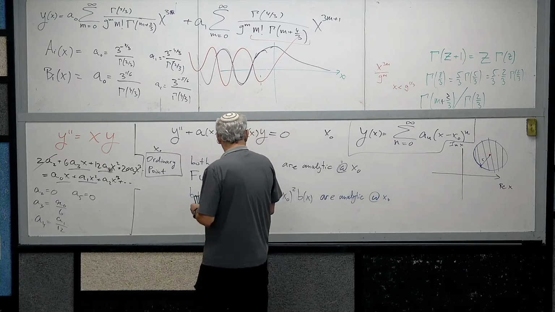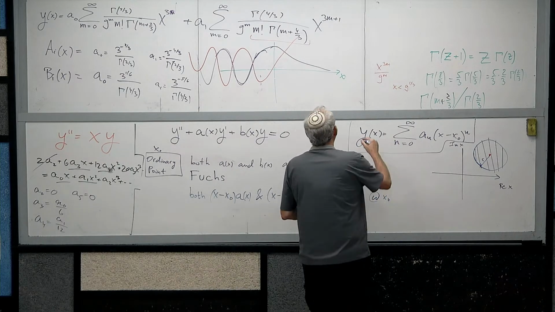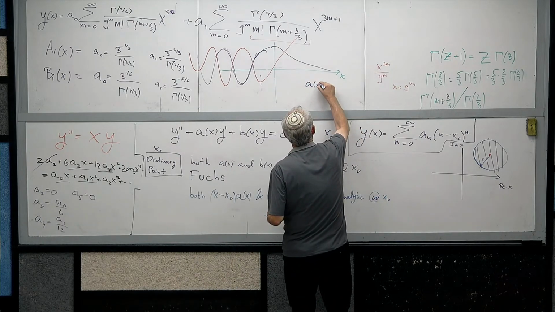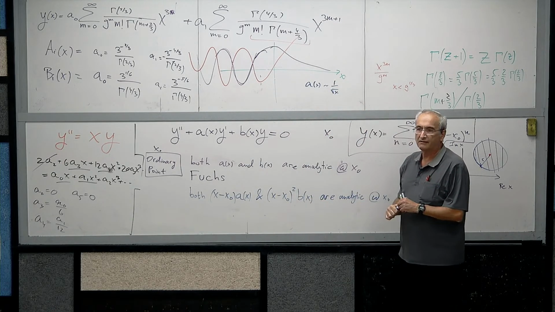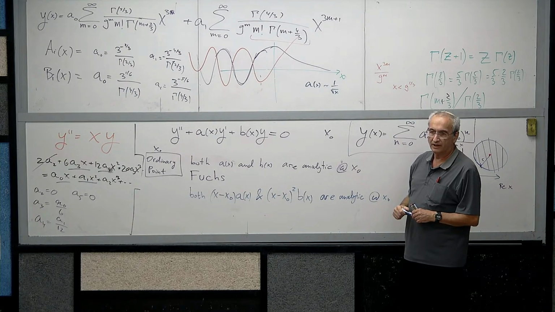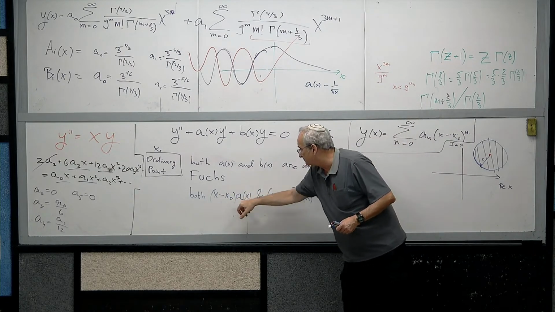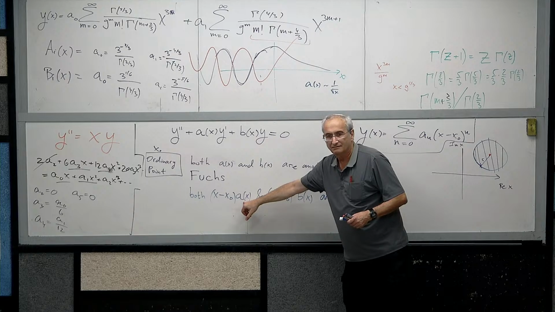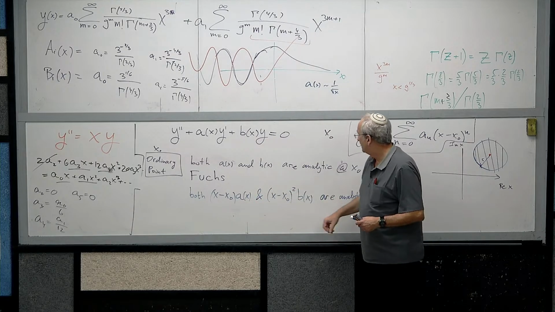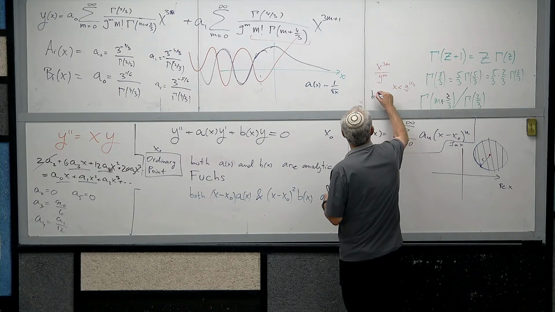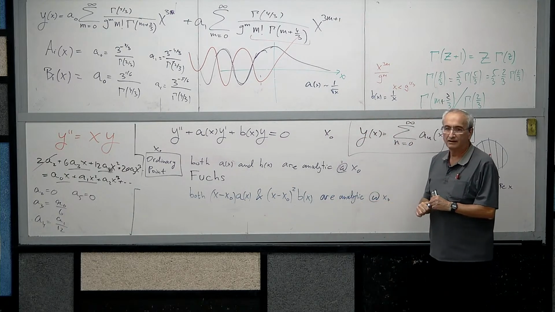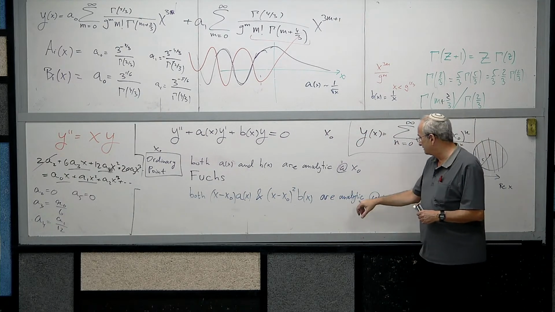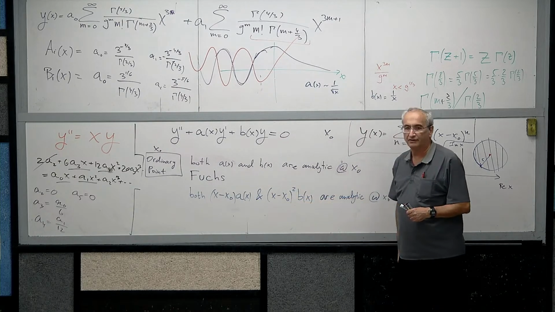So, if, for example, A of x is going like 1 over square root of x, A of x is not analytic at 0. Okay? But x times A of x will be analytic. And if B of x is 1 over x, then again, B of x is not analytic, but x squared times B of x is analytic.